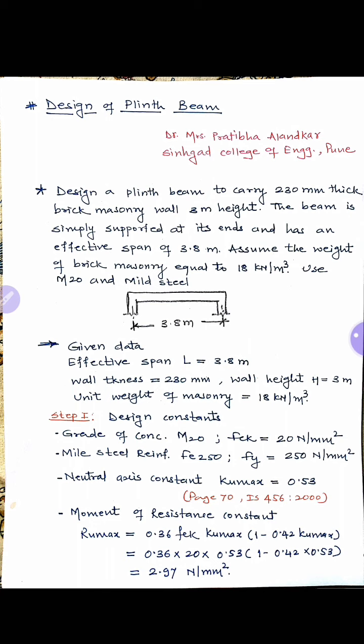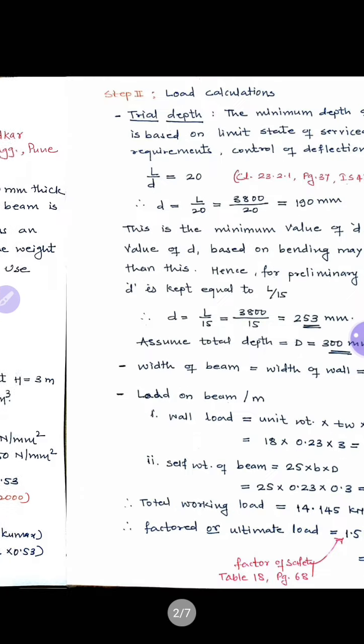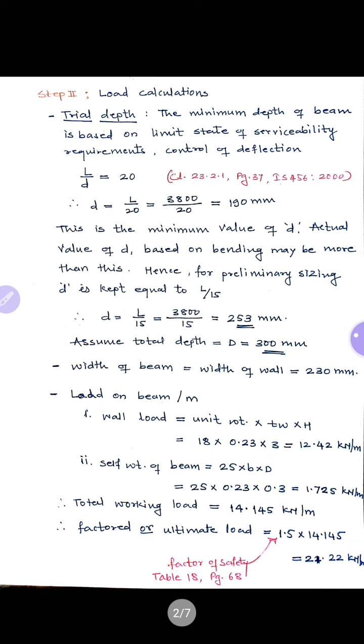Then moment of resistance constant, Ru max. So this is basically moment of resistance we are going to calculate based on Cu into Zu, and for that we are having Ru max as 0.36 fck Ku max (1 minus 0.42 Ku max). I hope these values are available with you in tabular form, but just a revision, I have mentioned this equation over here. It is 2.97 Newton per mm square. Now we'll be doing load calculations.